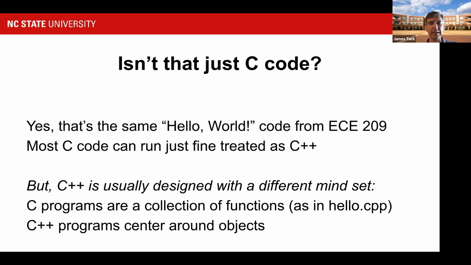Okay, however, even though I can treat C code as C++ code, that's usually not what we're going to do. C++ code is usually designed from a different mindset. While C programs are a collection of functions, like you saw in the previous snippet of code where I had a main function, C++ programs are really centered around the idea of objects. And when we write C++ code, we're typically thinking in terms of objects. So in the next few videos, we're going to talk more about that and what it means.